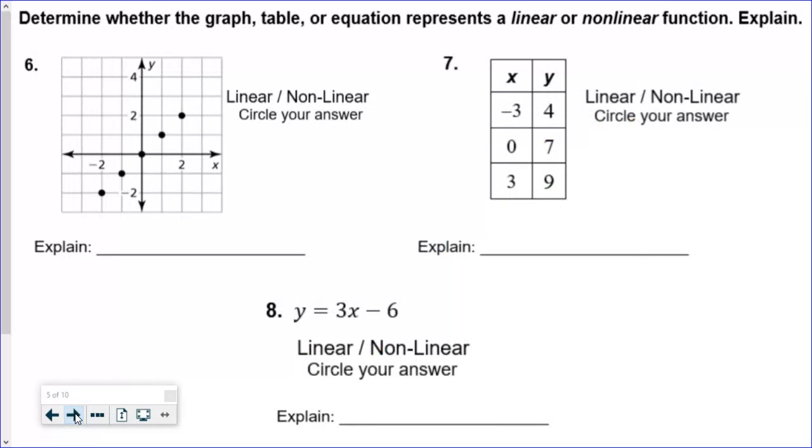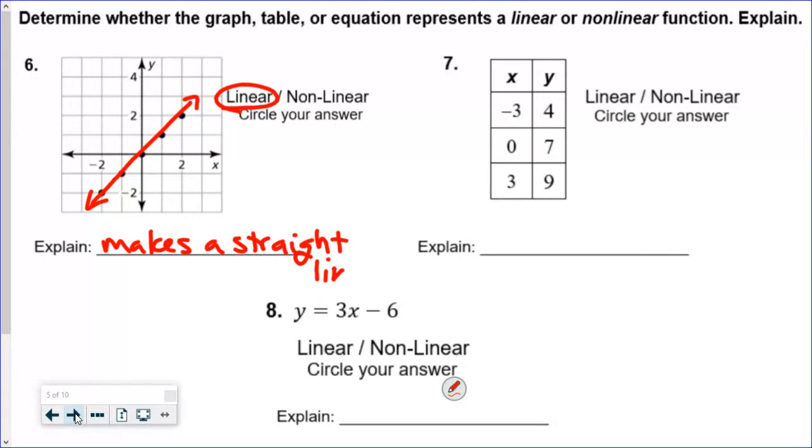Okay, now linear or non-linear? Well, look at number 6. Could I make a straight line? Yes, I could. So it is linear. Why? Because it makes a straight line. Just that easy.